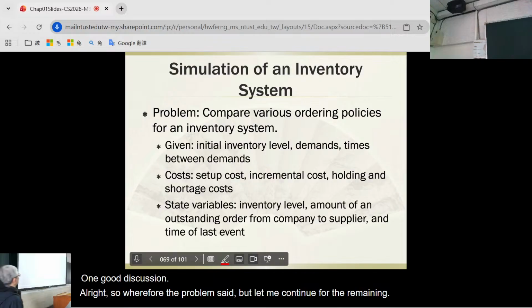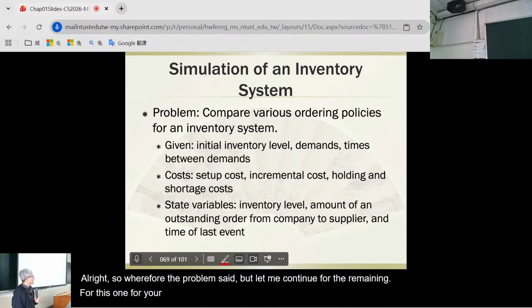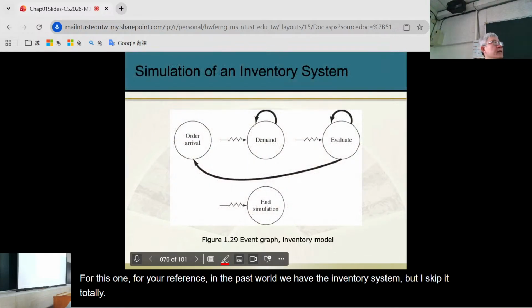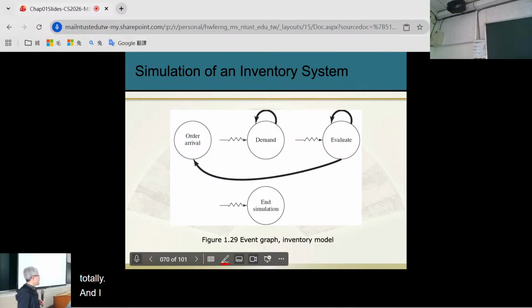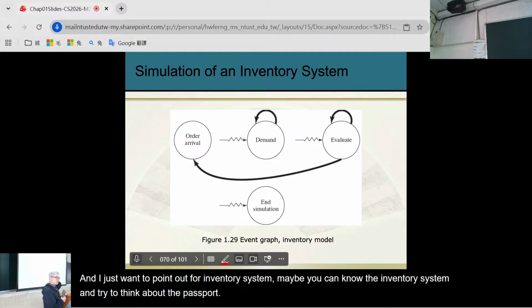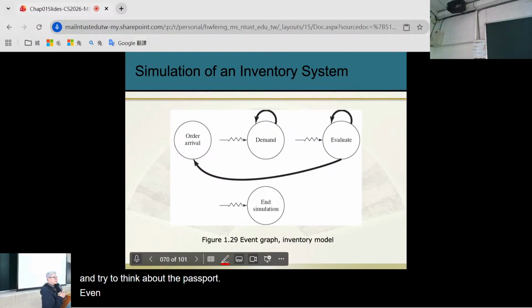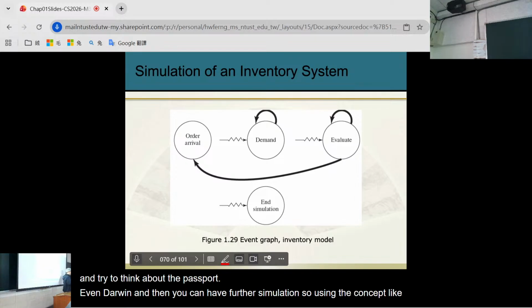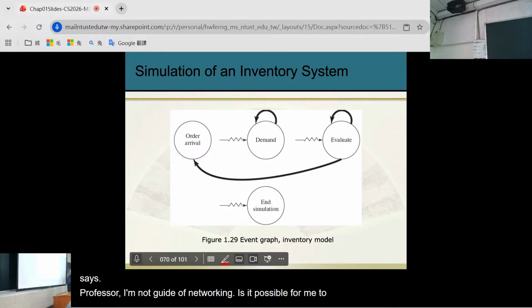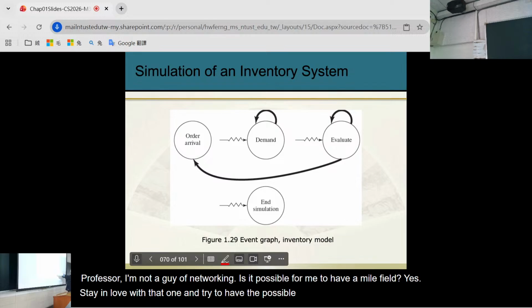For your reference, in the task book we have the inventory system, but I've skipped it totally. I just want to point out that for the inventory system, you can try to think about the possible event diagram, and then you can have the simulation. Using a concept like this, someone says, Professor, I'm not a networking person. Is it possible for me to have my own field? Yes. Similar to that one, try to have the possible transformation, then you still can have the simulation.